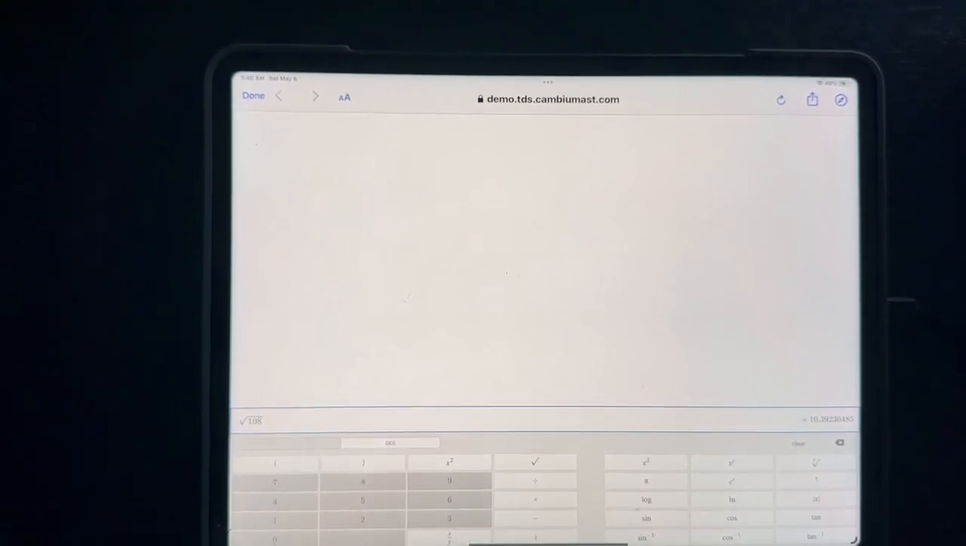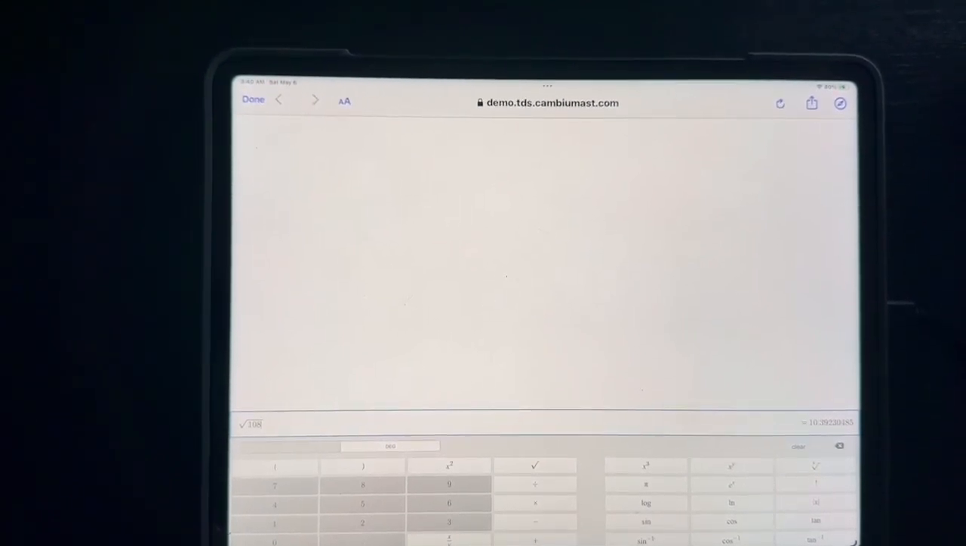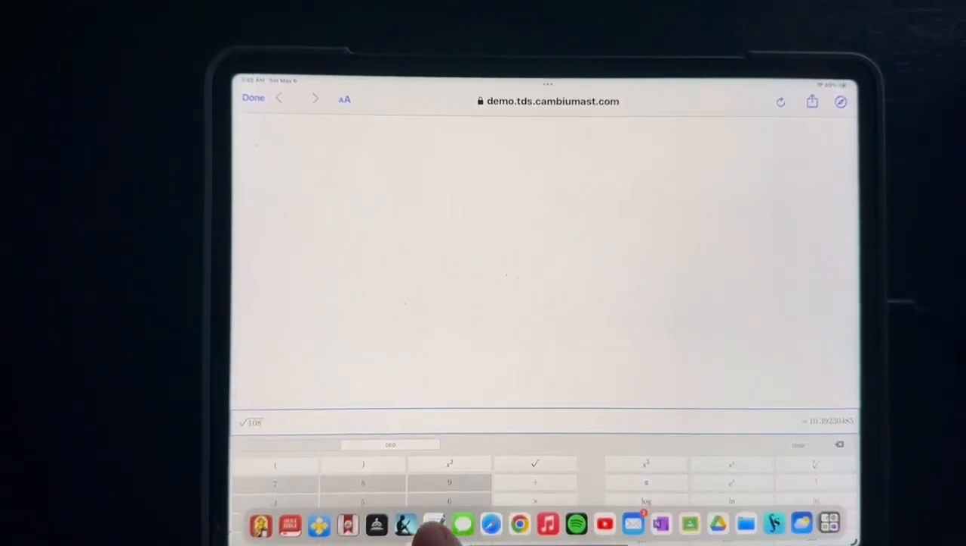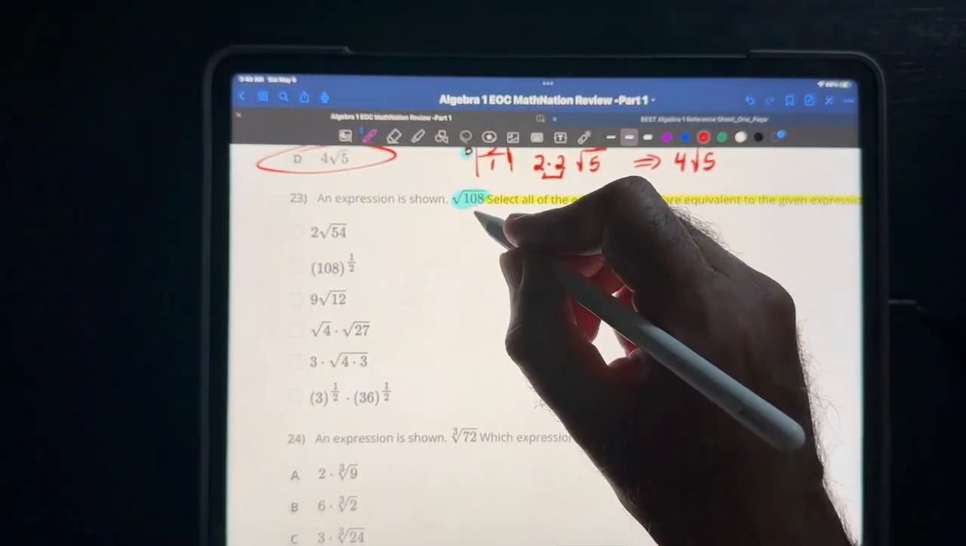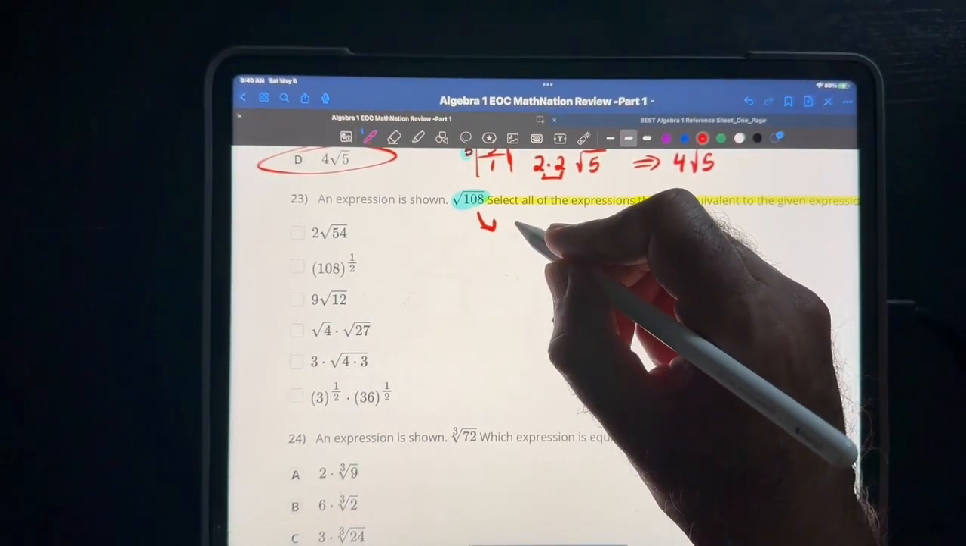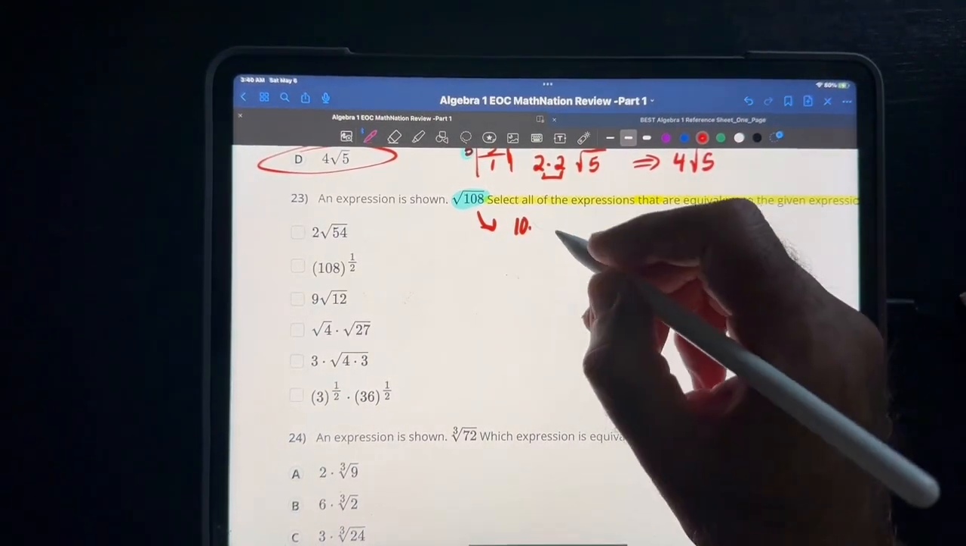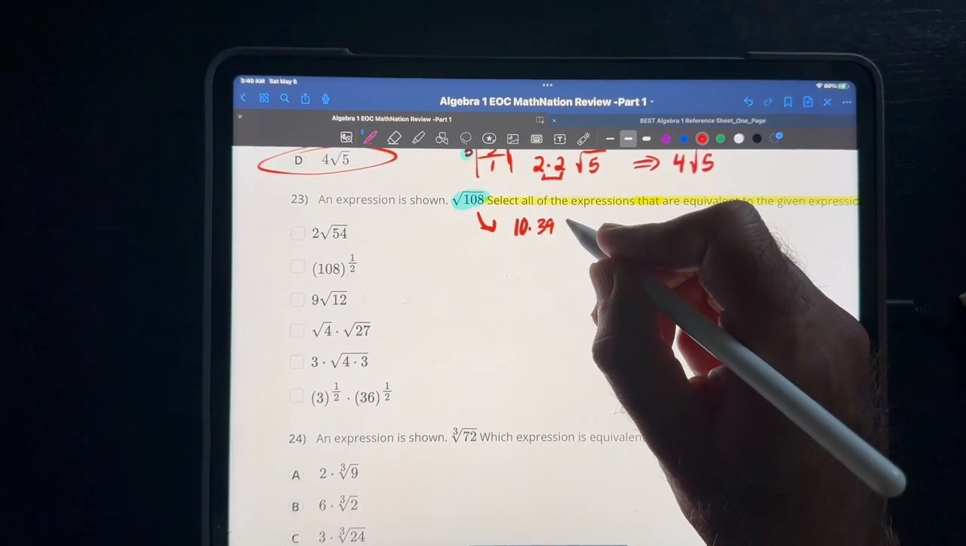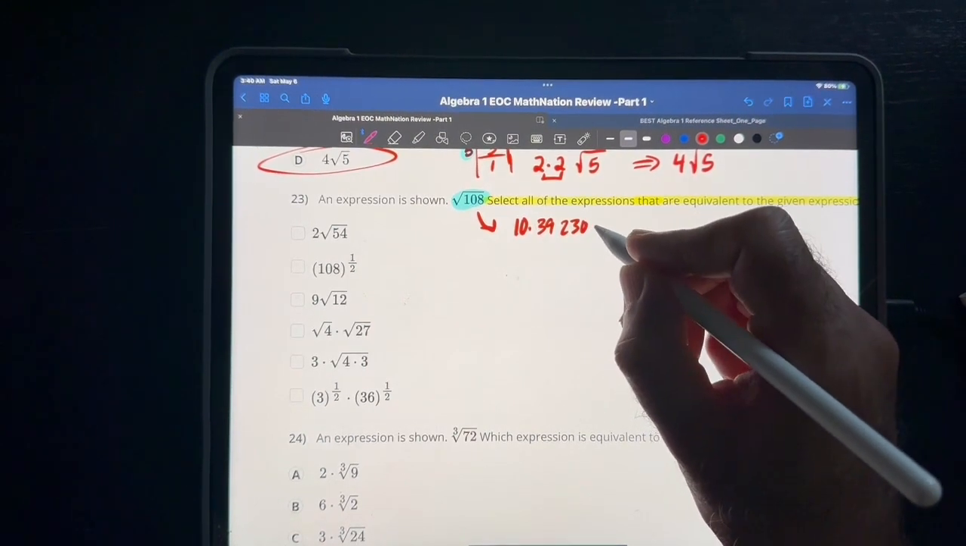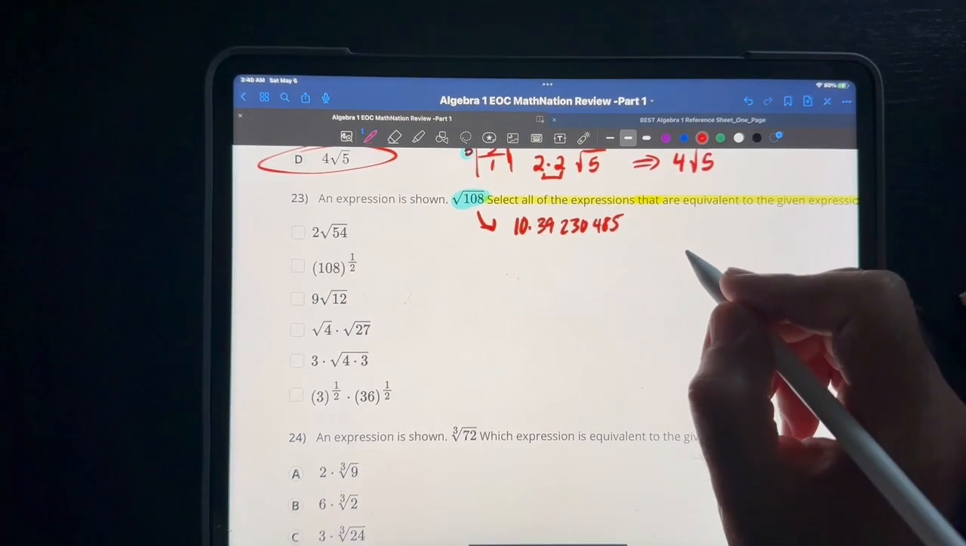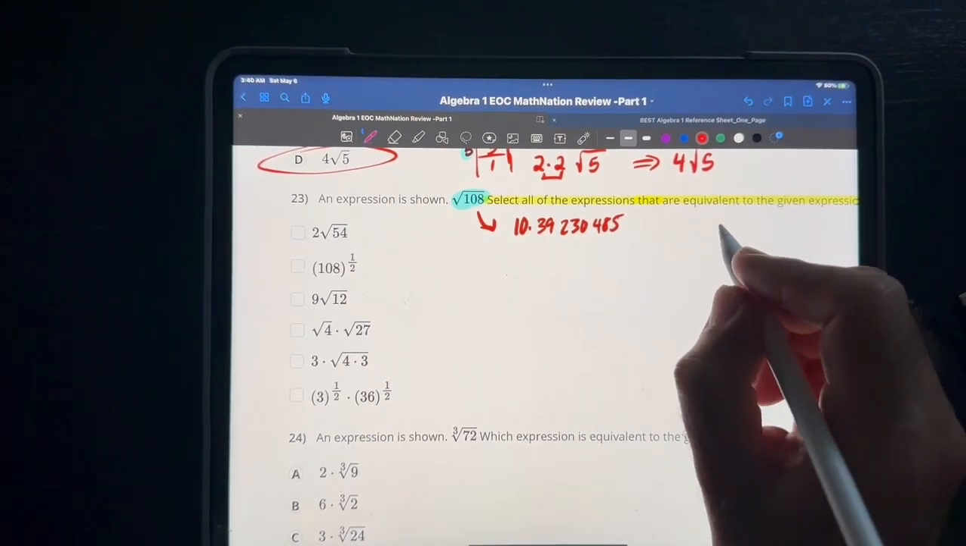So this is the decimal, 10.3923. Let me just write down this. All right, let me just write down this. So I'm just going to put this on the side of my paper here. Make a note of it. This is the decimal we're going to be looking for. All right, let me go back. So this works out to be 10.39230485. Okay, now so this is the decimal.